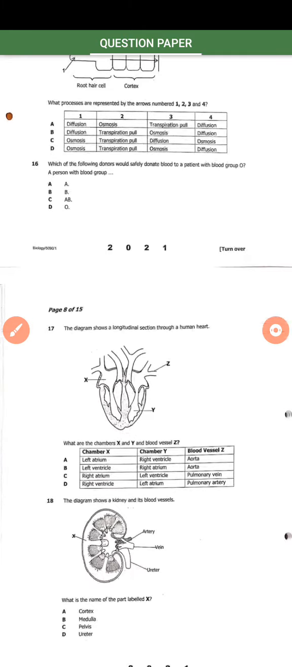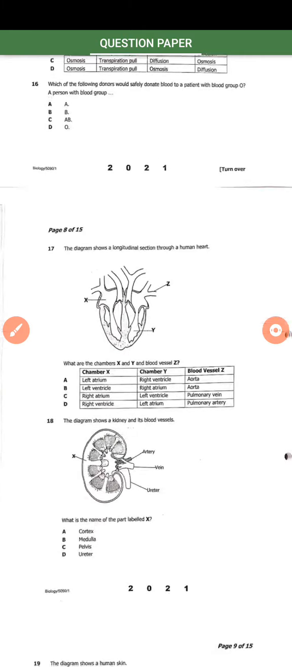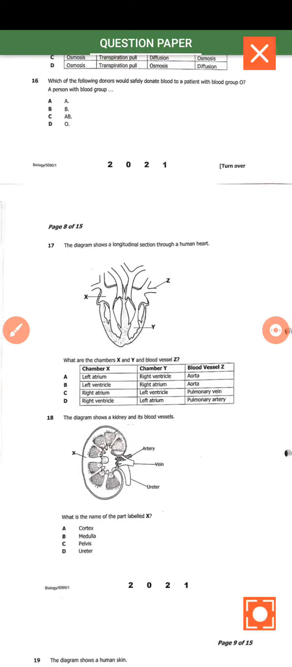Okay. Then 17, the diagram below shows the cross section of the heart. Okay. So they are asking about the chambers. So you can see that this chamber is on the right side. So this chamber is the right atrium, and this one is the left ventricle. Then these are the pulmonary veins. Why do we say these are the pulmonary veins? Because they are bringing blood into the left atrium.